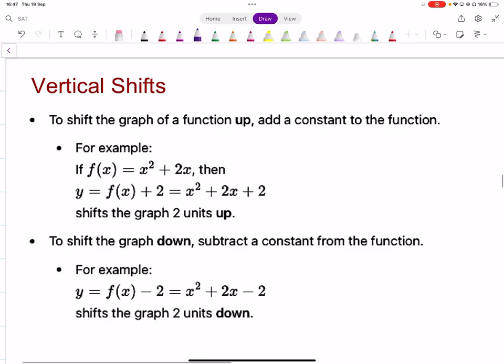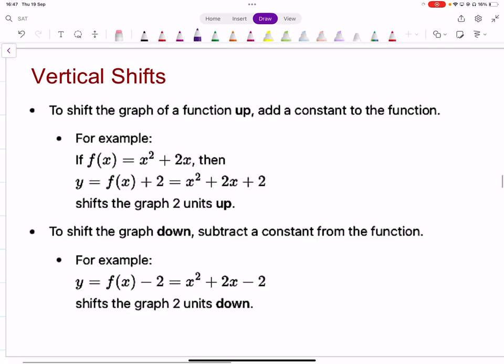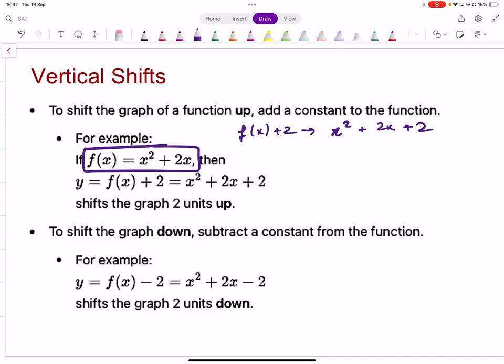Now, let's start with the vertical transformations first. Let's say you have a function f of x equals x squared plus 2x. Now, if I make this x squared plus 2x plus 2, if I add 2 to the whole function, that's equivalent to saying f of x plus 2. So I've added 2 to the whole function. What do you think is going to happen to this graph? X squared plus 2x is a U-shaped graph, right? It looks like this. That's the original graph. If you add this 2 to that, what happens to the graph?